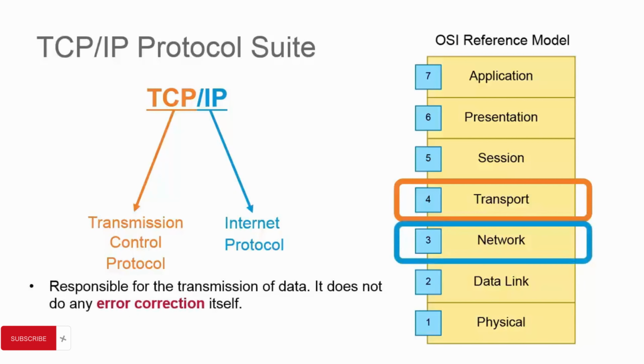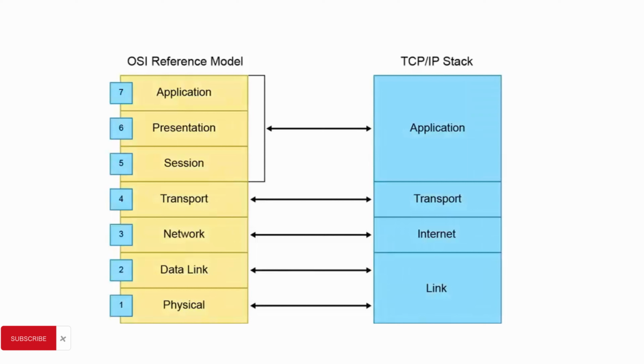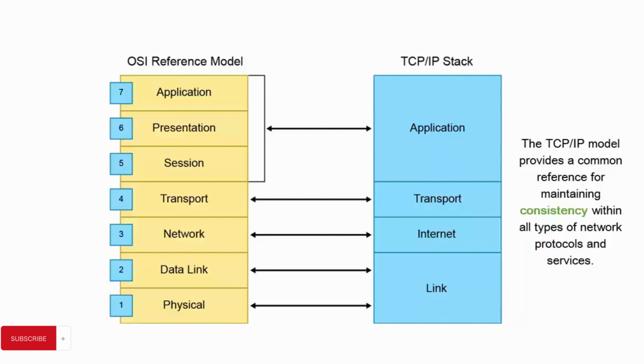The TCP/IP reference model is similar to the OSI model. It also separates data communication into layers. However, it predates the OSI model and consists of only 4 layers. The TCP/IP model provides a common reference for maintaining consistency within all types of network protocols and services.